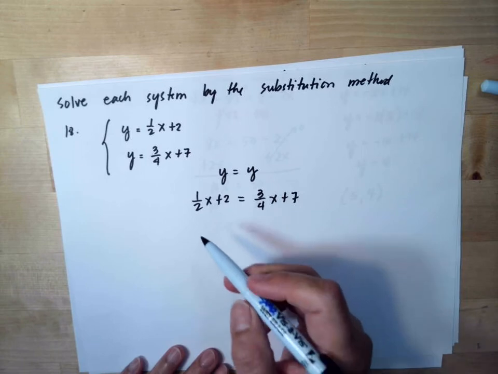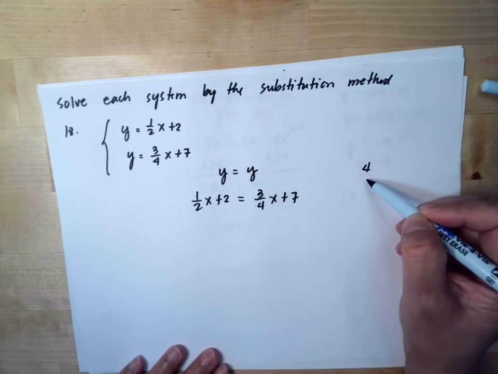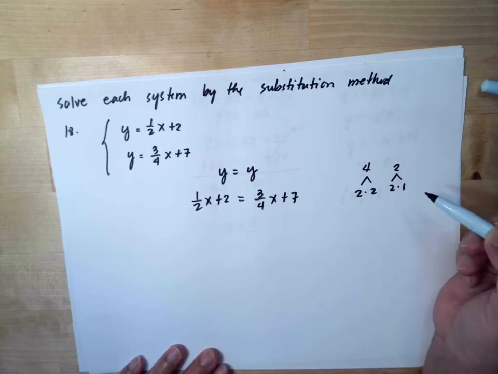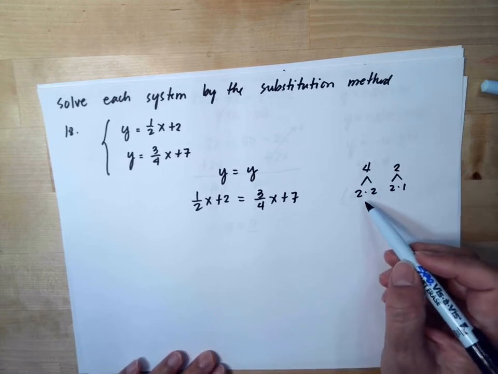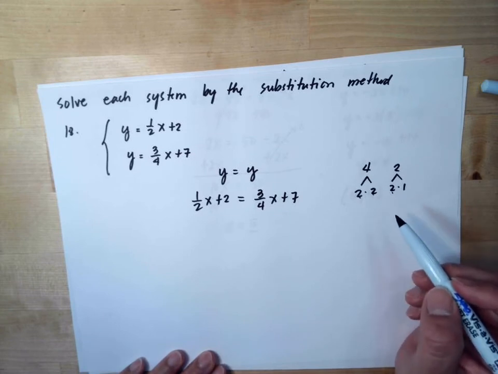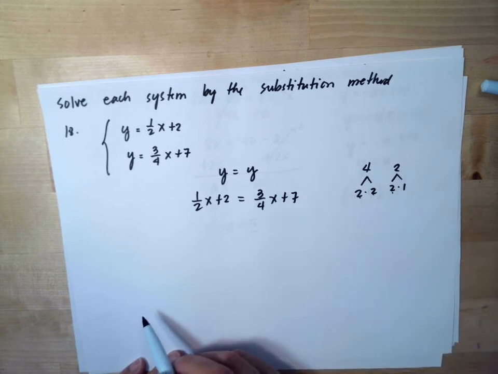So the denominators are 2 and 4. So we have factors of 4 is 2 and 2, and factors of 2 is 2 and 1. So the common factor is 2, then multiply by 2. So the greatest common denominator will be equal to 4. So then you need to multiply everything by 4.